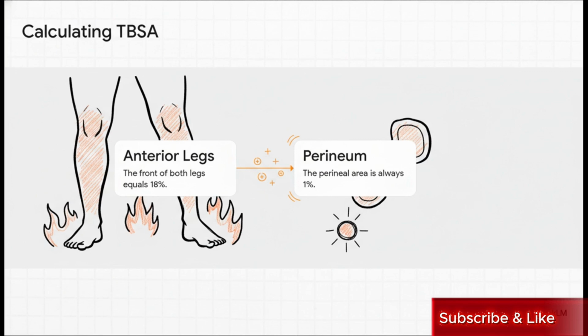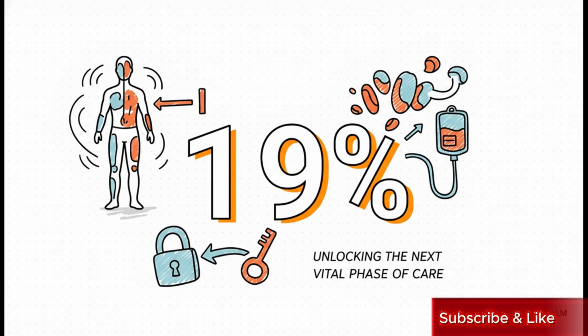Easy enough. Then we add in the perineum, which is always given a value of 1%. And there we have it. We add those two numbers together, and we get our answer. The total body surface area affected is 19%. And let me tell you, this single number is the key that unlocks everything else we need to do.